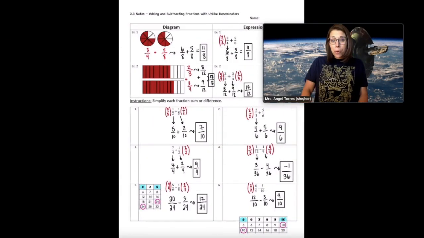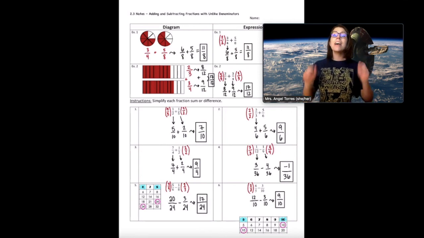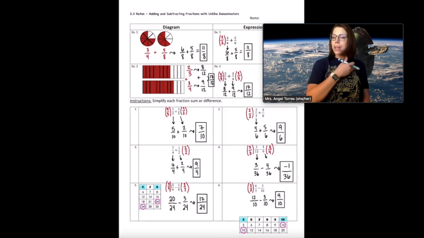So the most important key from this lesson is that you understand you can only add and subtract fractions that are the same size. So use those multiplication charts to figure out what fraction you can change them into, and then you can feel free to add and subtract as much as you want.